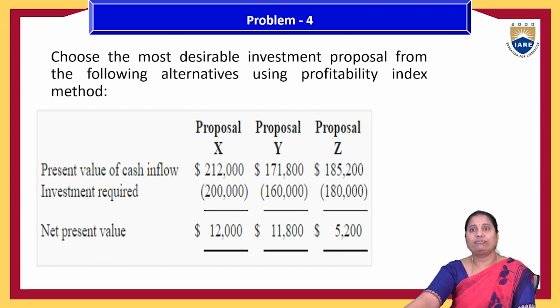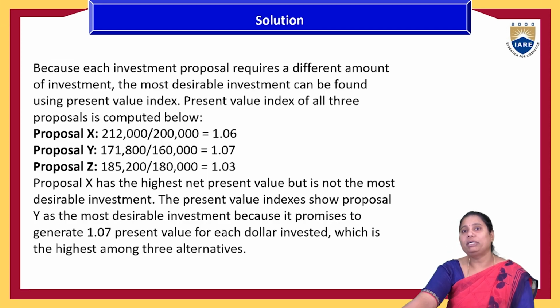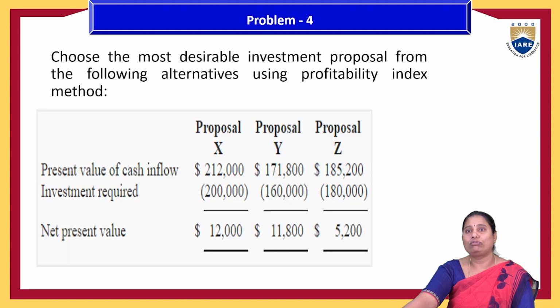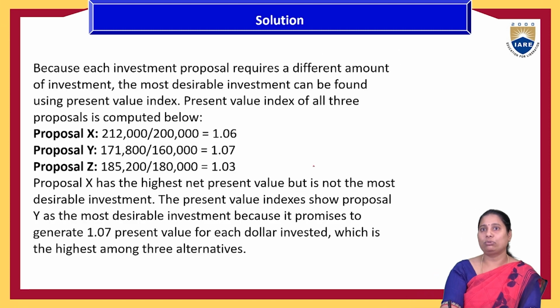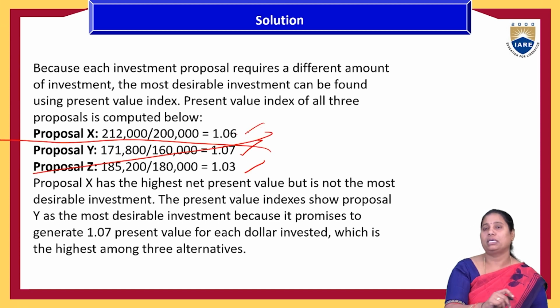That is the analysis of the NPV. Next, choose the most desirable investment proposal from the following alternatives using the profitability index. They have provided the XYZ company's cash inflows, investments required, present values and net present values. The profitability index means cash inflows divided by cash outflows, that is 2,12,000 divided by 2 lakhs, 1.06. From all of these, project Y has a higher rate of return than project X or project Z. So project Y is accepted.